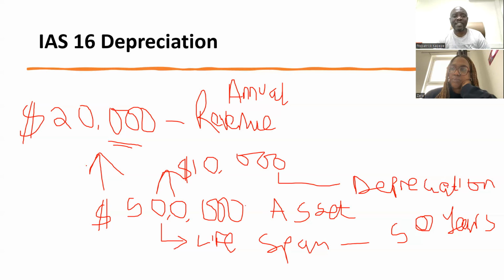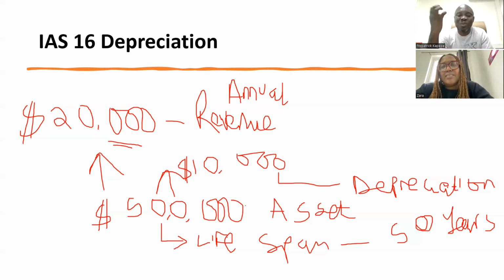So if I generated 20,000 and the lifespan of this asset was 1 year, then I know that the 20,000 that was generated, was generated from an asset of 500,000 that expires by the end of the year. I've known that this particular asset is a lazy asset because we spent 500,000 in acquiring this asset, and by the end of its expiry, it was only able to generate 20,000.